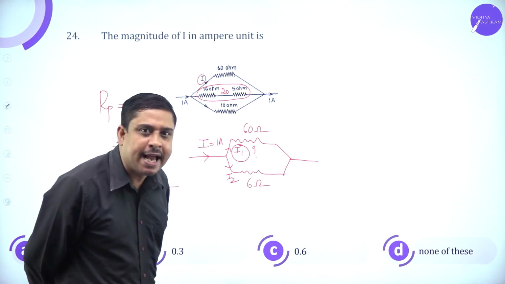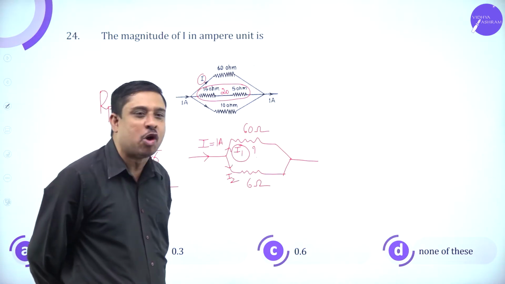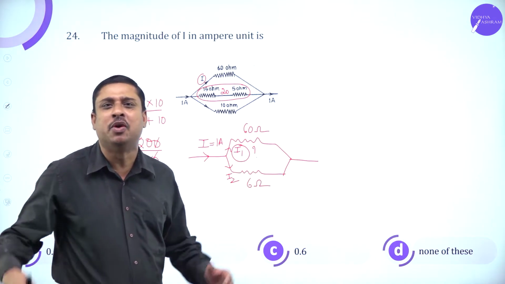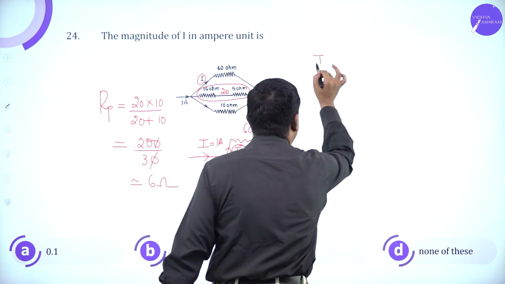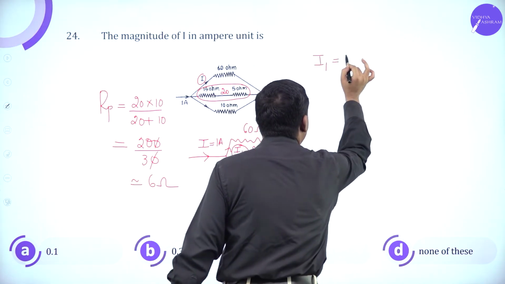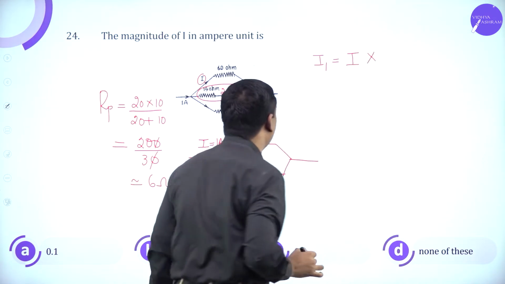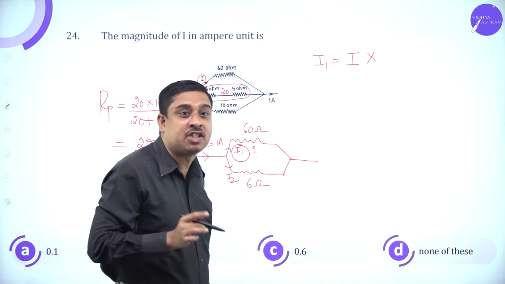How will I calculate parallel combination of resistors? Branch current formula, very simple. So I1 is main current into resistance of the other branch.